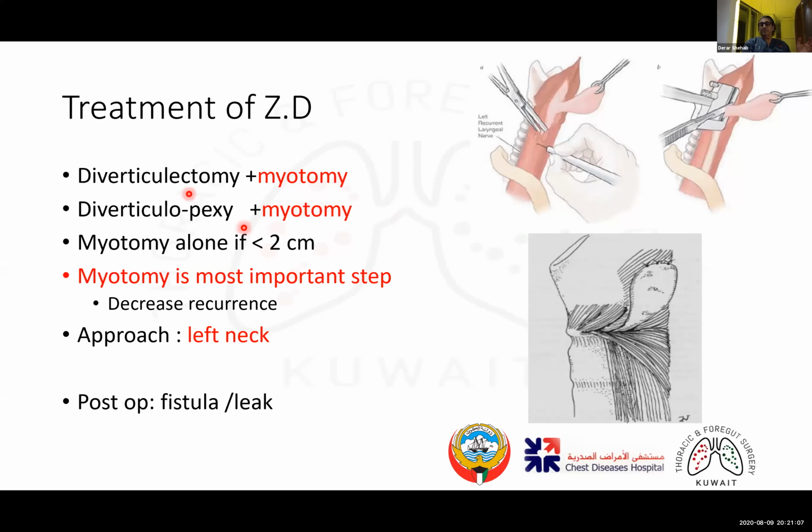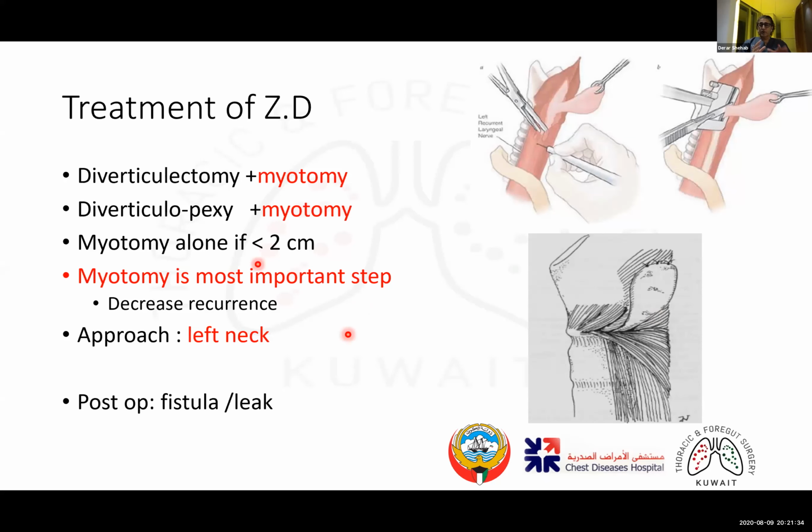Pexy is when you invert the pouch upside down, so that the food will not enter the pouch, and the attachment is usually on the prevertebral fascia. So again, myotomy is the important step. If you don't do it, then the chance of recurrence will be very high.